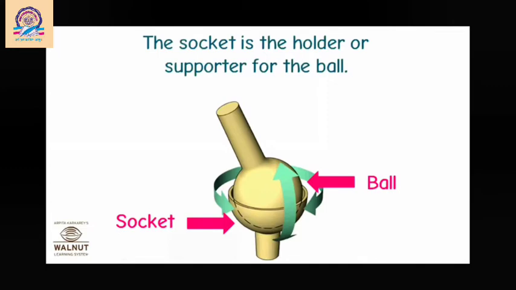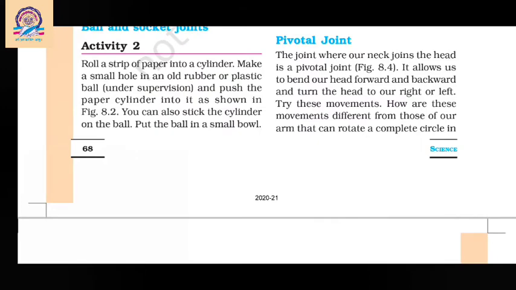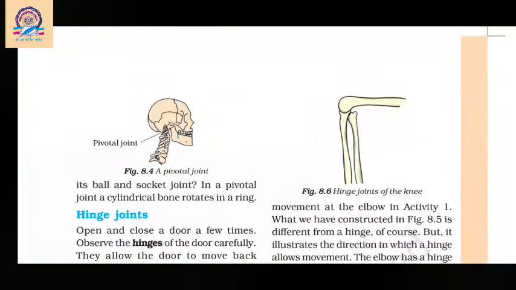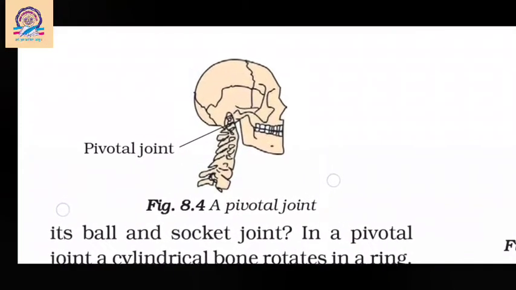Okay, Bacha Party? The next type of joint is the pivotal joint. The joint where our neck joins the head is known as the pivotal joint. So as you can see here in figure number 8.4, there is our head and our neck. These two body parts are joined together. That joint is known as the pivotal joint.